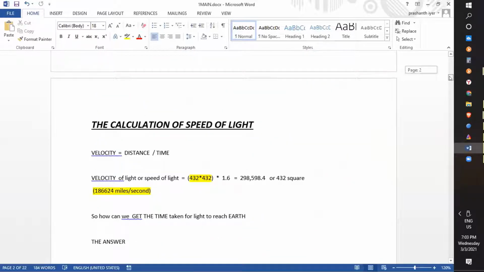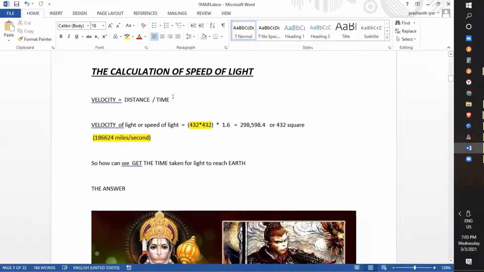If there was a possibility in ancient books to roughly calculate the time light takes to reach Earth, right? Let's say velocity is distance by time. There was a calculation which is close to NASA's speed of light, which is the velocity of light, which is nothing but 432 square. If you convert it into meters per second, it's something like 3 lakh meters per second.